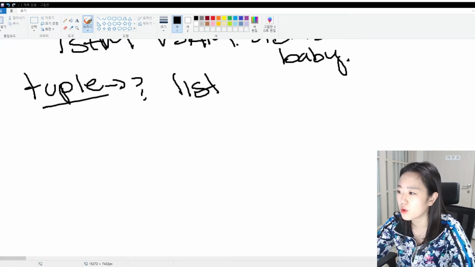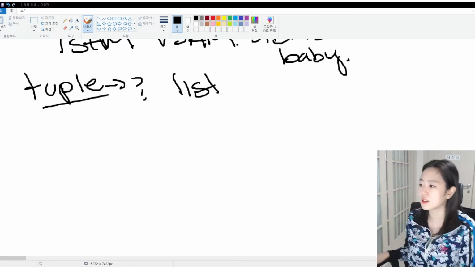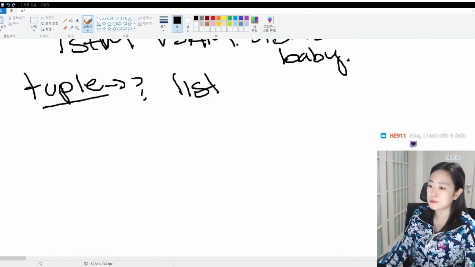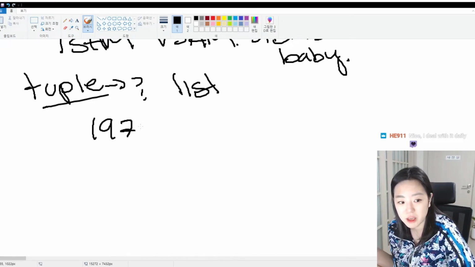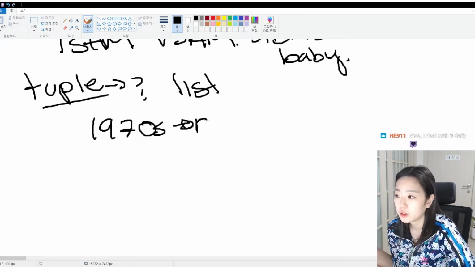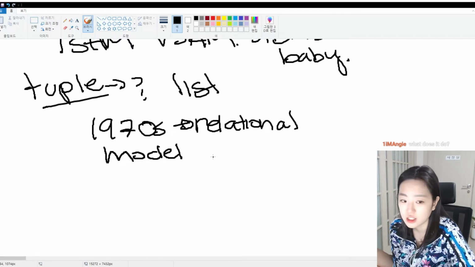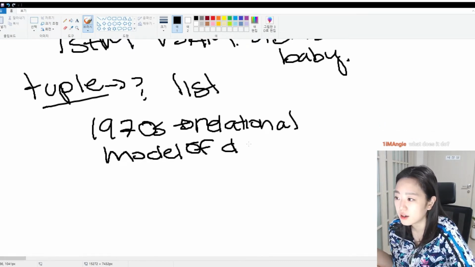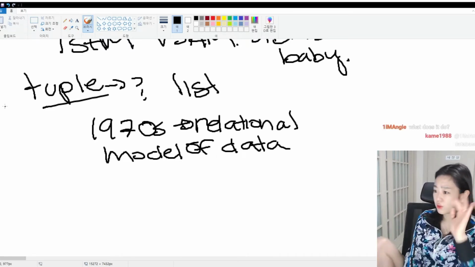So, SQL was one of the first commercial languages to use Edgar F. Codd's relational model. The model was described in his influential 1970s paper, a relational model of data for large shared data banks. Wow. So let's keep moving.